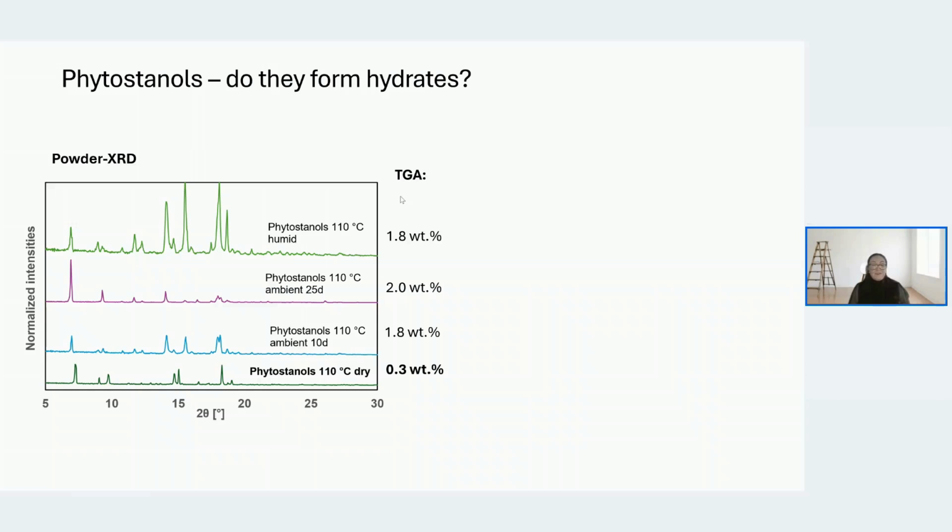So first we dried this phytostanol material fully. And with TGA, we actually observed already then that there is a bit of moisture in the product. But again, when we stored the material at ambient conditions for 10 days and 25 days, we observed that the material starts to absorb moisture relatively fast, and much faster compared to sterols. And especially in these areas, you can see some differences in the powder XRD.